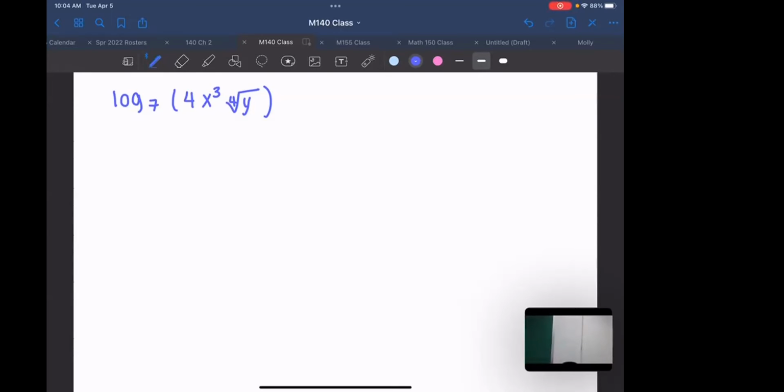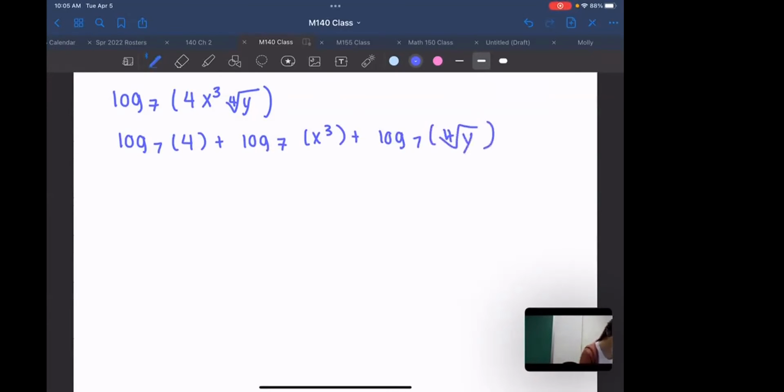Since we have multiplication going on the inside, this turns into addition on the outside, right? So log base 7 of 4 plus log base 7 of x cubed plus log base 7 of the 4th root of y. Any questions on what I did to get to the top row?